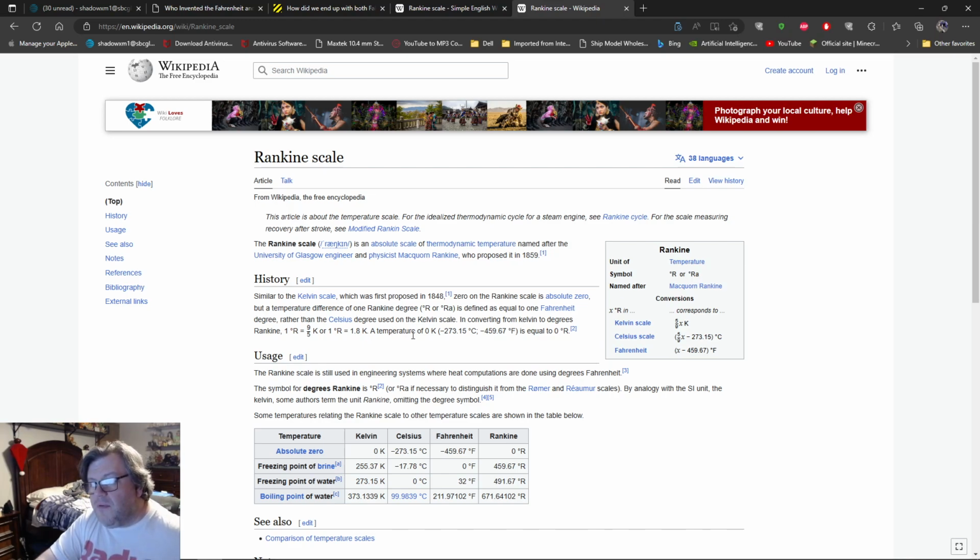A temperature of 0 degrees Kelvin, or negative 273.15 degrees Celsius, or negative 459.67 degrees Fahrenheit, is equal to 0 degrees Rankine. Usage: the Rankine scale is still used in engineering systems where heat computations are done using degrees Fahrenheit.